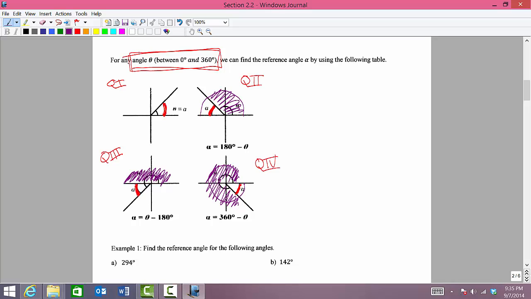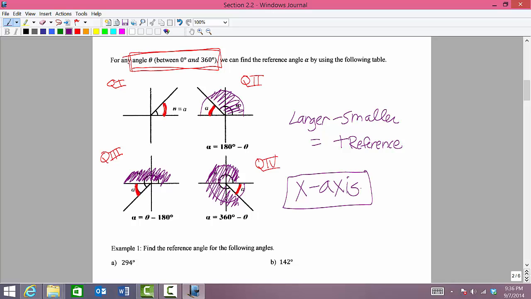And that will leave us that little portion left over that was just shy of that complete rotation. So we'll do 360 minus the original angle. Remember that for these, we will always do larger minus smaller, so that our angle turns out to be positive, because our reference angle is always positive. And we are always working with the x-axis. We want to find out the distance between the terminal side of the angle and the nearest x-axis. So do not try to find the reference angle using the y-axis.